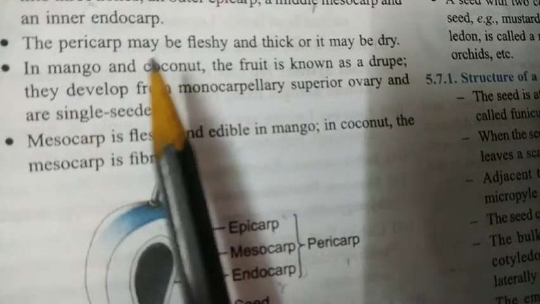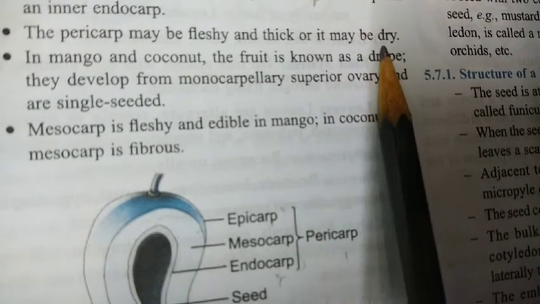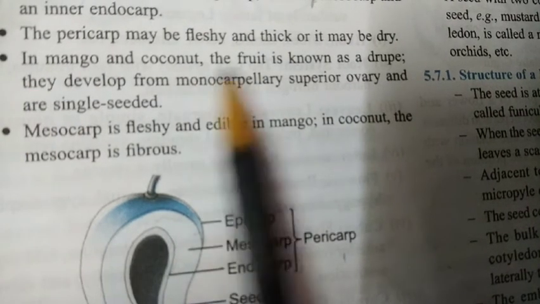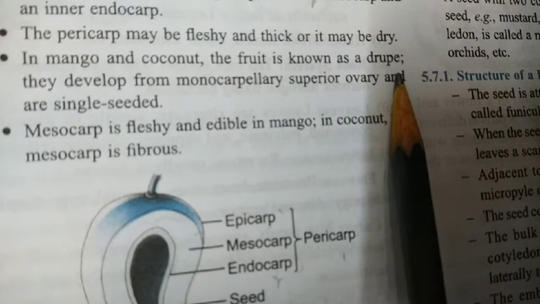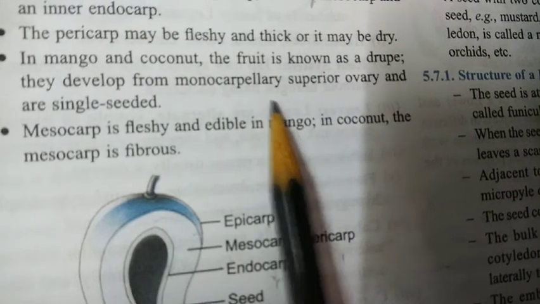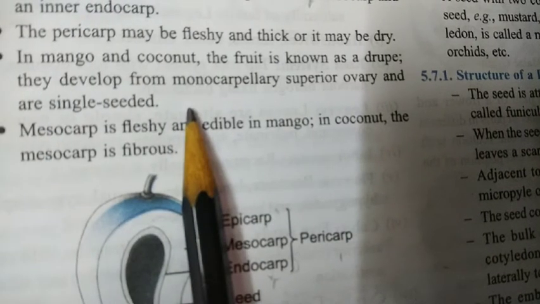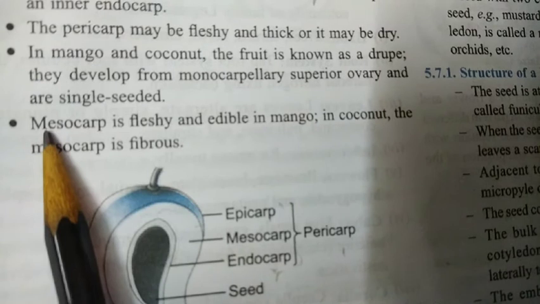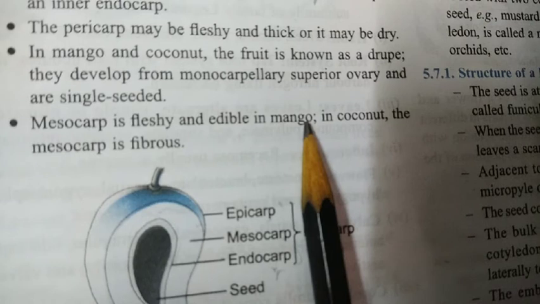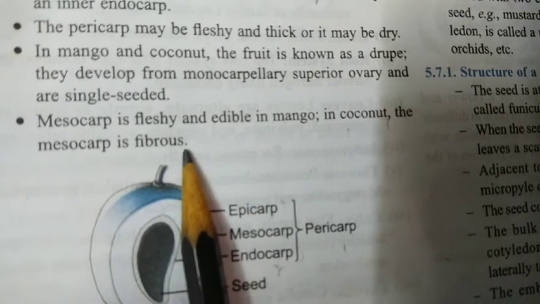The pericarp may be fleshy and thick, or it may be dry. In mango and coconut, the fruit is known as drupe, and they develop from monocarpellary superior ovary and are single-seeded. Mesocarp is fleshy and edible in mango, whereas in coconut, the mesocarp is fibrous.